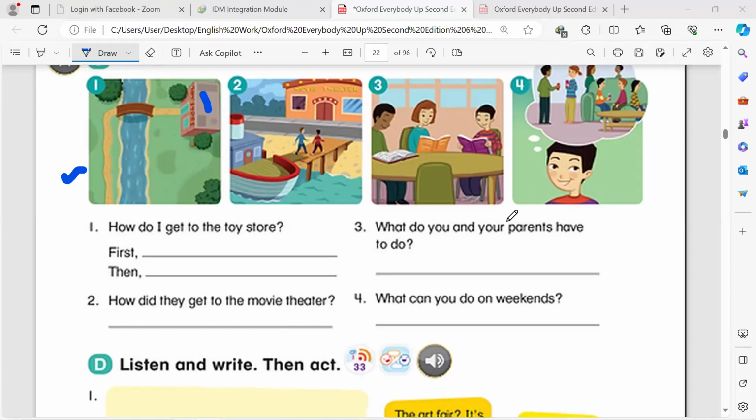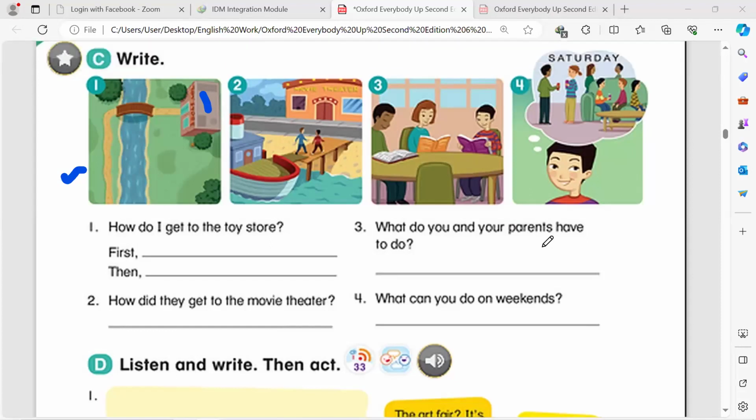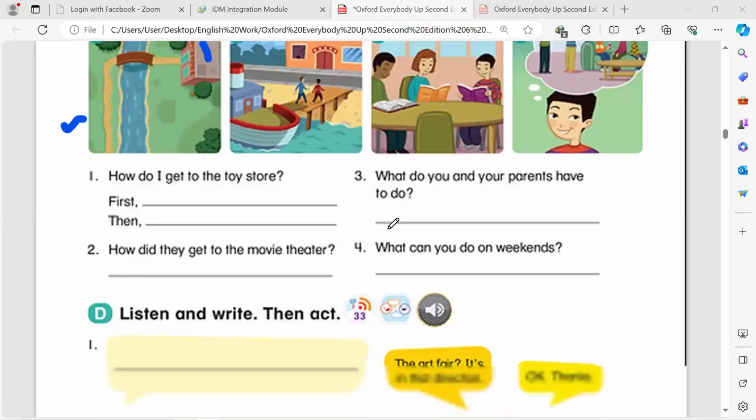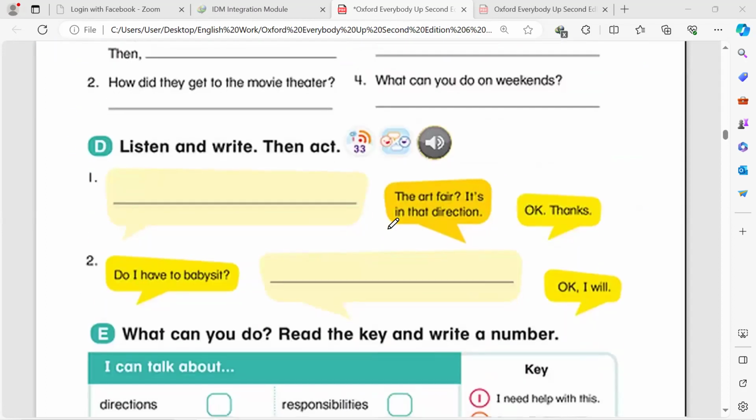I have to read the book. And my parents do too, Bona. Okay, good job. Number four. What can you do on weekends? What's he thinking about? A party. Make a party. Like a party? Yeah. You can have a party on weekends. Good job. Listen and write down at.